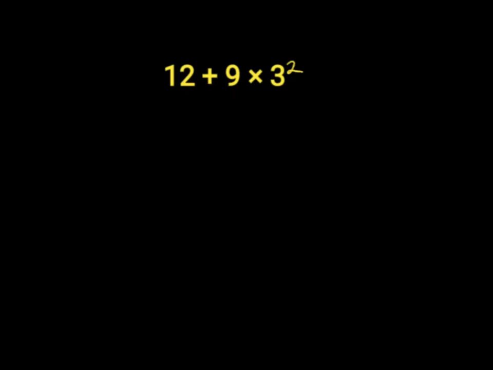12 plus 9 times 3 to the power of 2. 12 plus 9 will give us 21. Then we have 21 times 3 to the power of 2. Now we are going to work with our exponent.